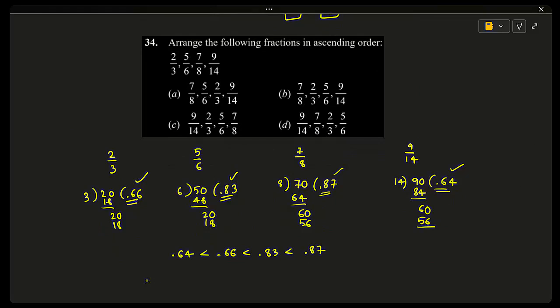So 0.64 came from which fraction? 9 by 14. And then 0.66 is from 2 by 3. And then 0.83 is from 5 by 6. 0.87 is from 7 by 8. So which option is matching here? 9 by 14, 2 by 3, 5 by 6, 7 by 8. That is option C. So this way, by converting into decimals, we can compare the fractions.